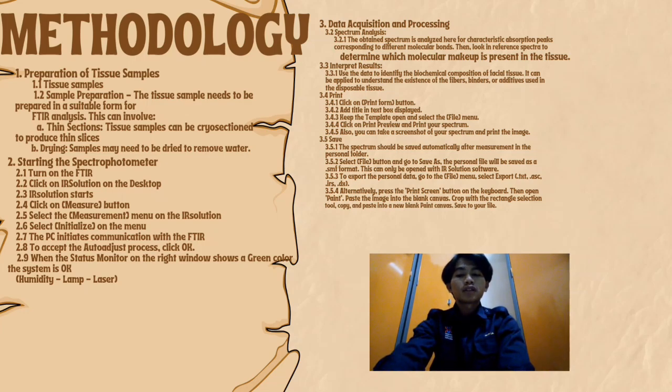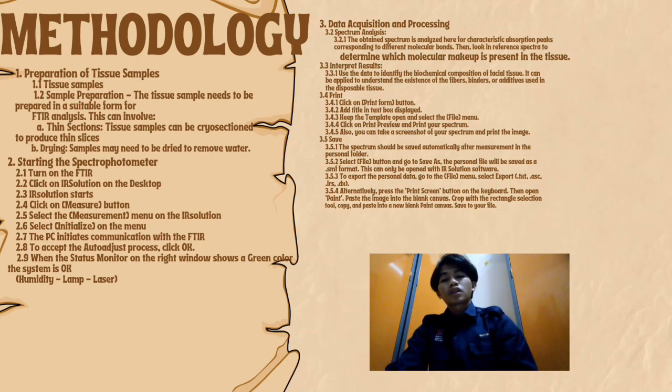Confirm the lens and laser. That is acquisition and processing. 3.2 is spectrum analysis. The obtained spectrum is analyzed here for characteristic absorption peaks corresponding to different molecular bonds. Then look in reference spectra to determine which molecular makeup is present in the tissue. 3.3 is interpret the result. First, use the data to identify the biochemical composition of facial tissue. It can be applied to understand the existence of the fibers, glands, or additives in the disposable tissue.